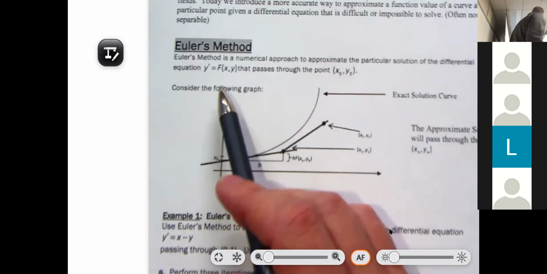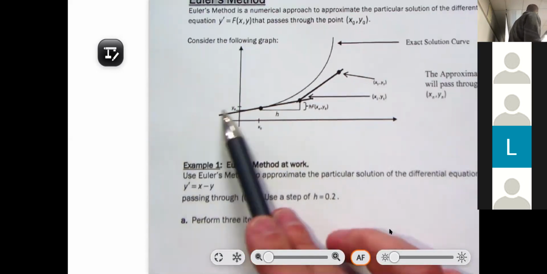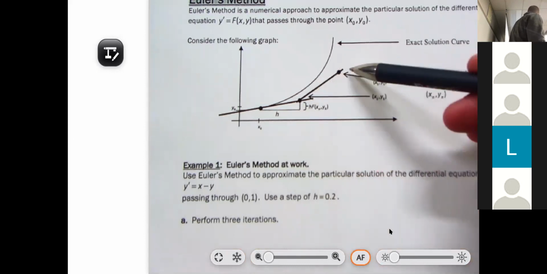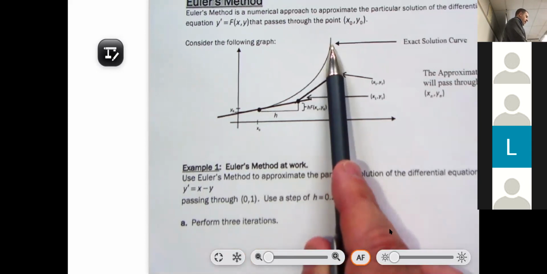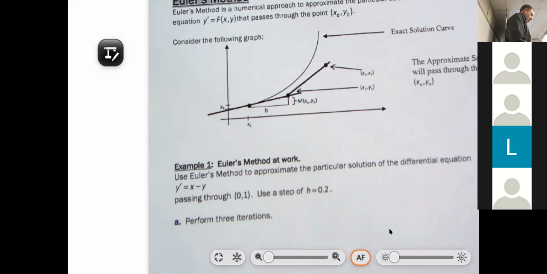So Euler's method, and again, this is just showing you kind of what's happening. We're finding a tangent line. We're going to break off of that tangent line to find a new one. We're going to break off of that to find a new one, all to approximate a point on the curve that's kind of far away from the point we know. That's the generality.